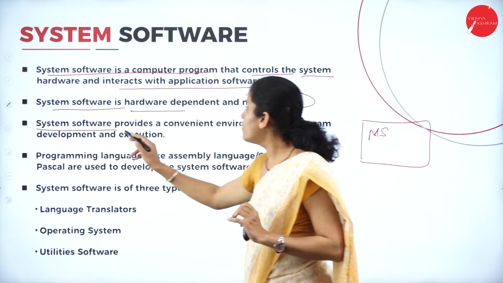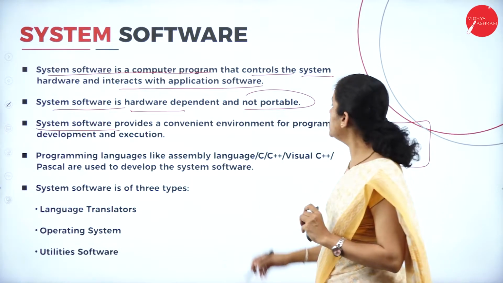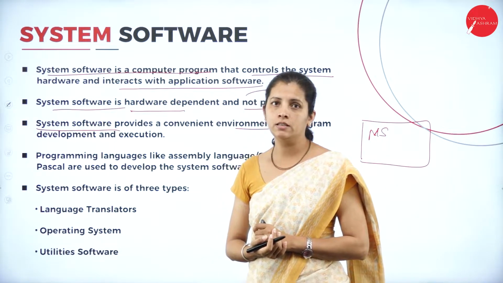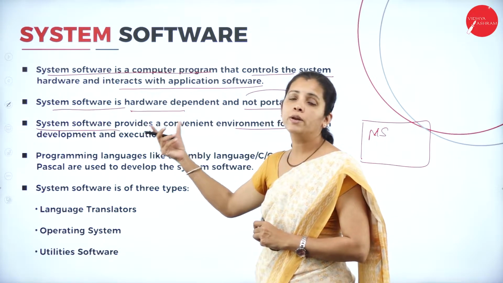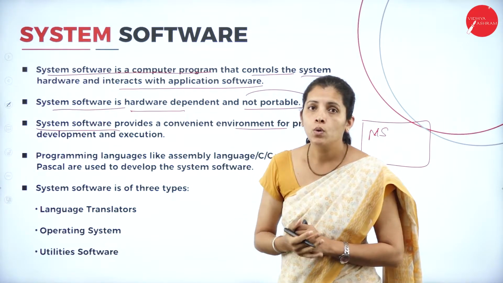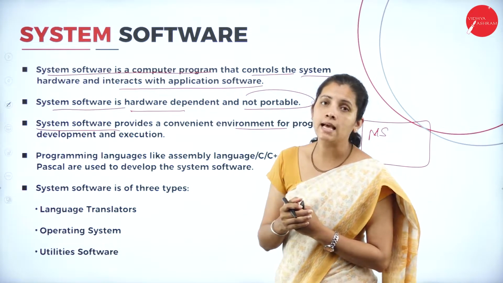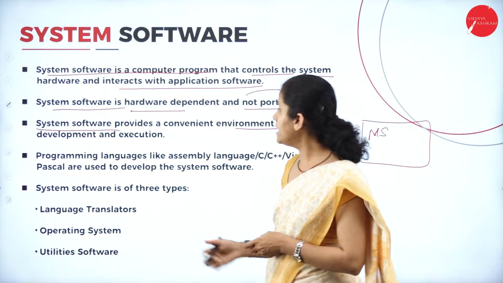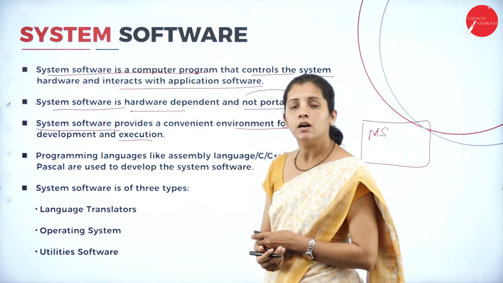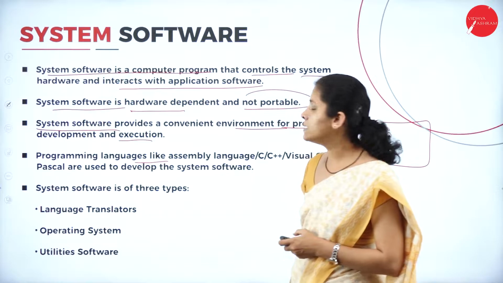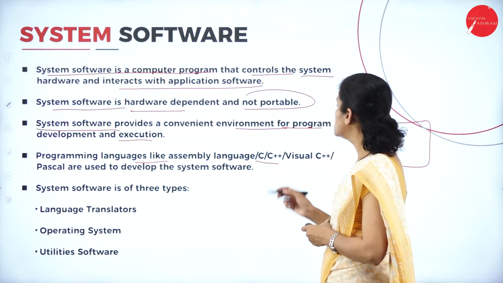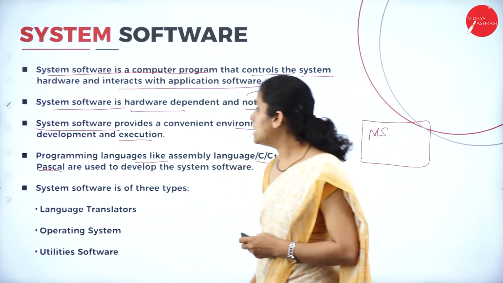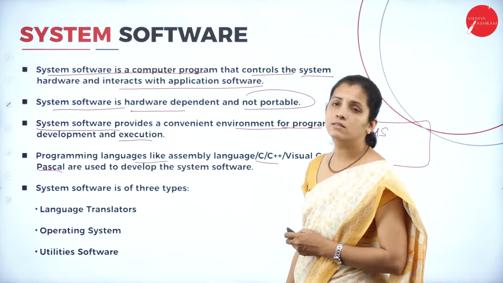Now, system software provides a convenient environment for program development and execution. So here system software provides a very good working environment as well as convenient environment for program development and execution. And programming languages like assembly level language, C, C++, Visual Studio or C#, Pascal are used to develop the system software.